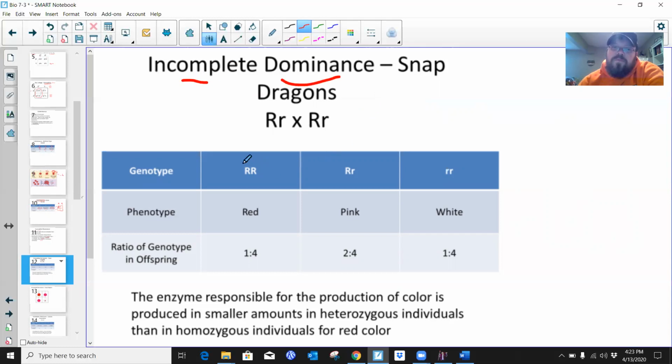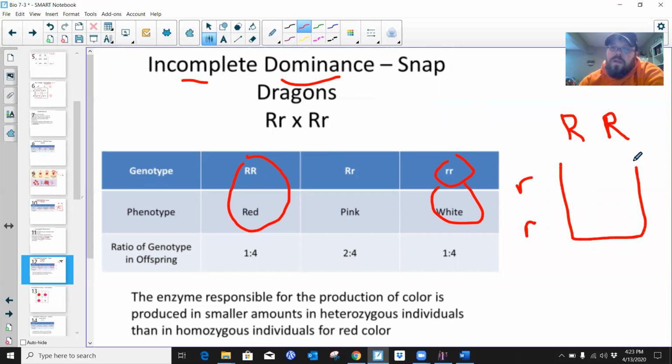So red snapdragons, okay? If I take a red snapdragon that has both of the dominant alleles, red dominates over white, and I cross that with a white snapdragon that has both recessive alleles, what am I going to end up with in all four of these boxes? I'm going to end up with capital R, lowercase r, the heterozygote case. What does that look like?